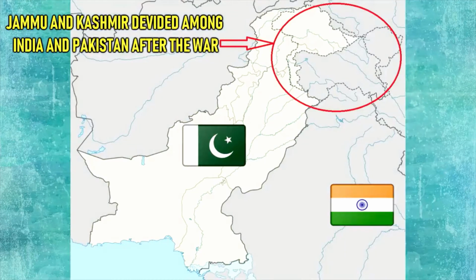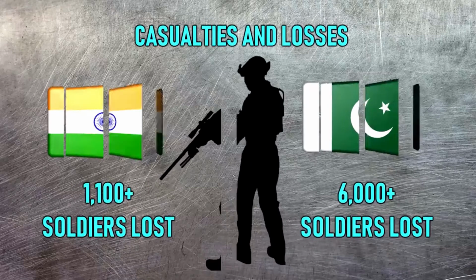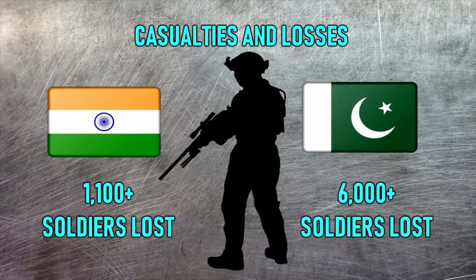Territorial changes. UN ceasefire line of 1949. Later becomes line of control after the Simla Agreement of 1972. Pakistan controls roughly a third of Kashmir, whereas India controls the rest: Kashmir Valley, Jammu, and Ladakh. Casualties and losses. India, 1,100 plus soldiers killed. Pakistan, 6,000 plus soldiers killed.